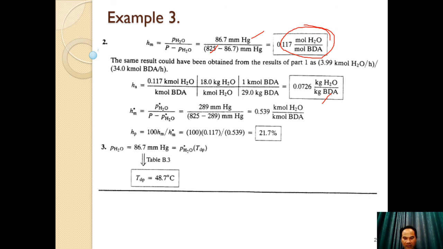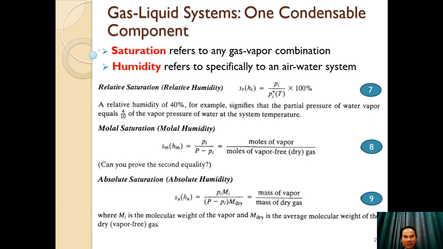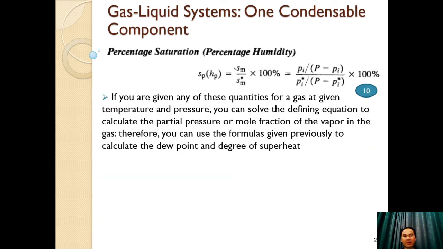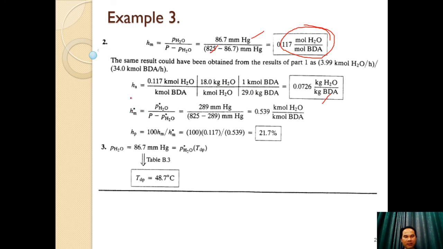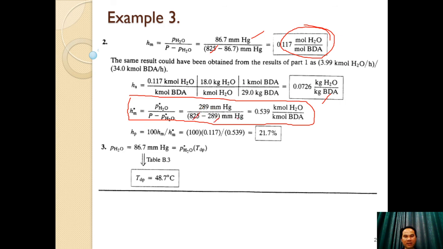And then calculate the percentage humidity. Percentage humidity is the molar humidity divided by S*_m, which is the molar humidity at vapor pressure. First step, you have to calculate S*_m. S*_m is the vapor pressure divided by the total pressure minus the vapor pressure. The vapor pressure you know already, 189. With total pressure and vapor pressure, you get S*_m. Percentage humidity equals 100% multiplied by molar humidity divided by molar humidity at vapor pressure. Molar humidity you know already. You get 21.7.